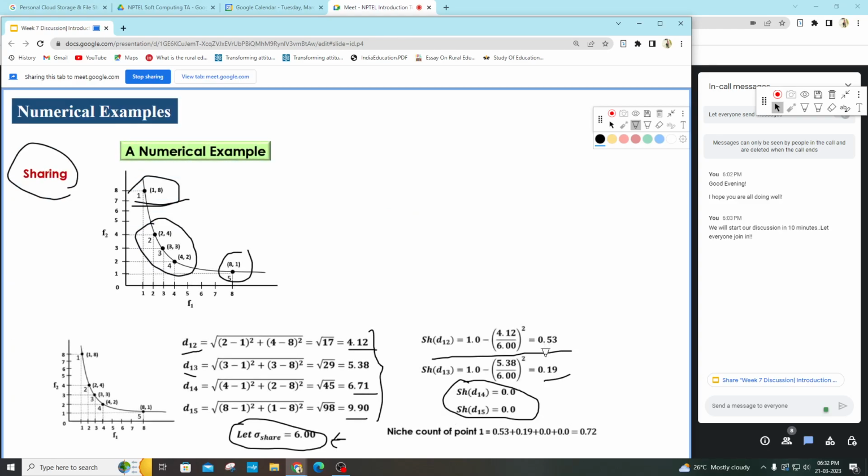How will we find the niche count? We will just add all these sharing function values, that is 0.53, 0.19 plus 0 plus 0. When you add them, this is your niche count for point 1.